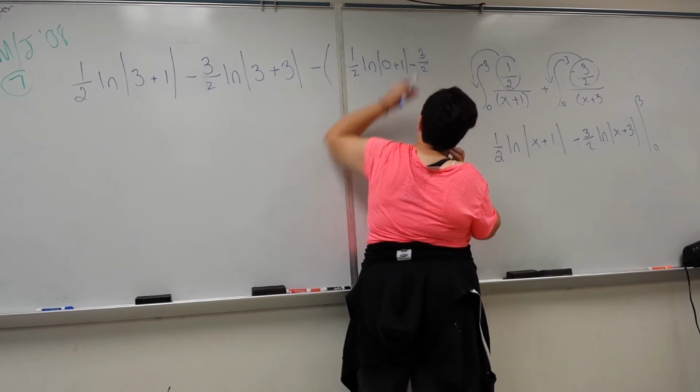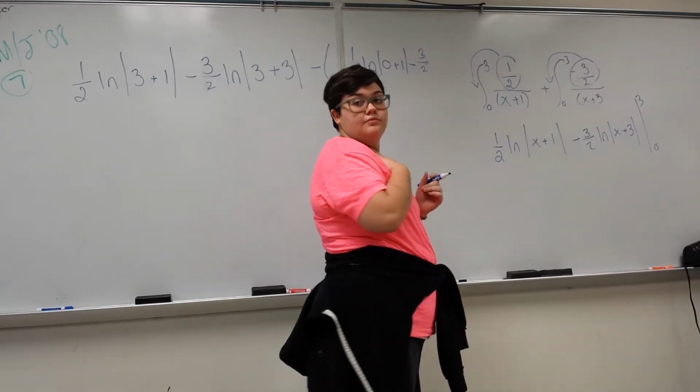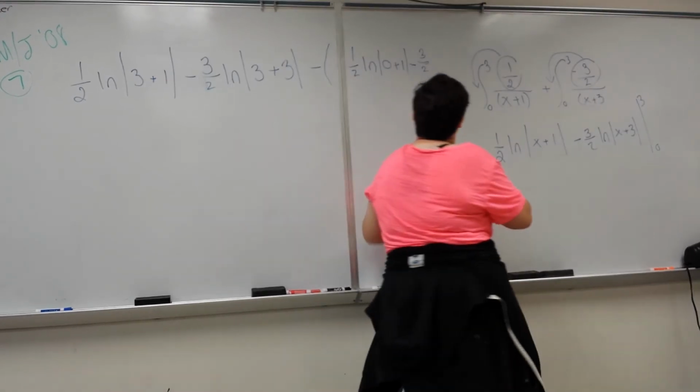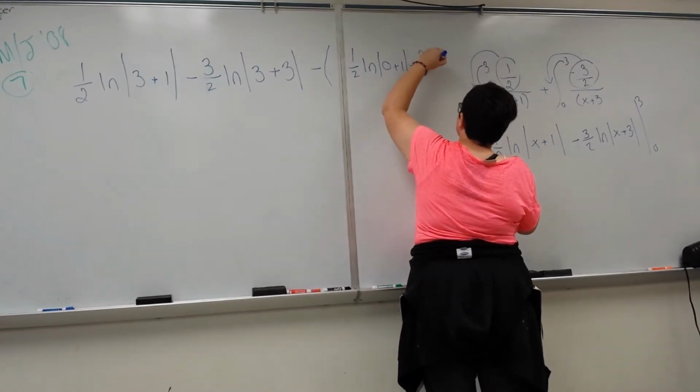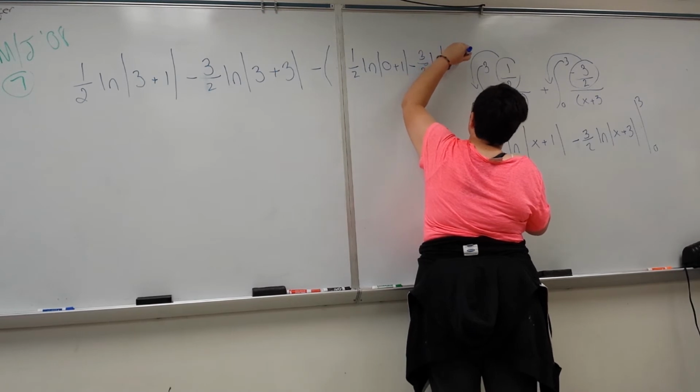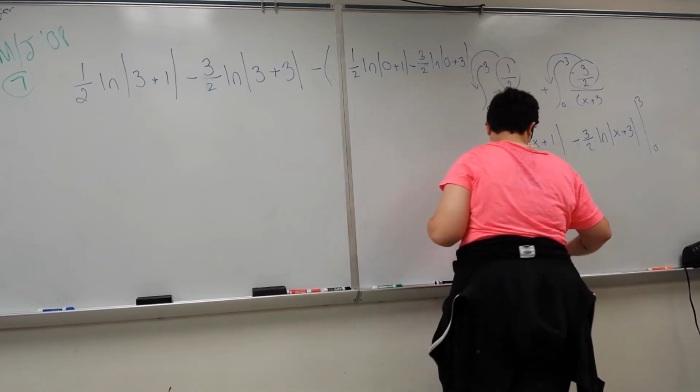Is there always LNs in these ones? Pretty much, yeah. Because whenever you have a fraction like that, when there's a fraction on the top, it turns into an ln. Okay, alright, that makes sense.